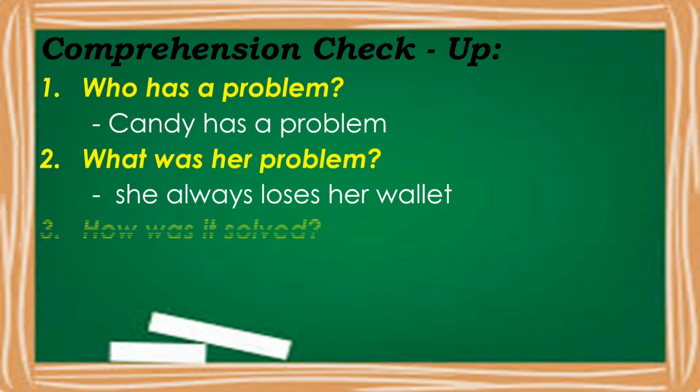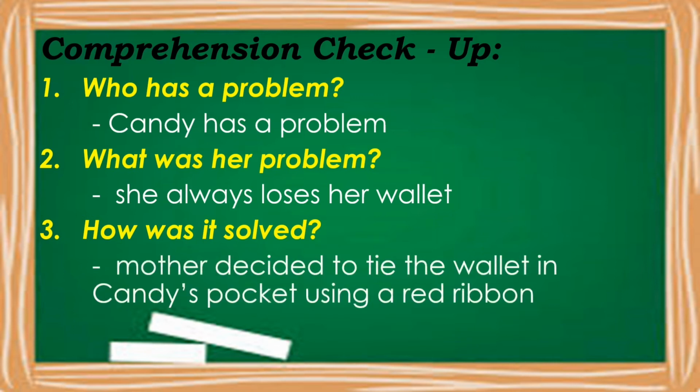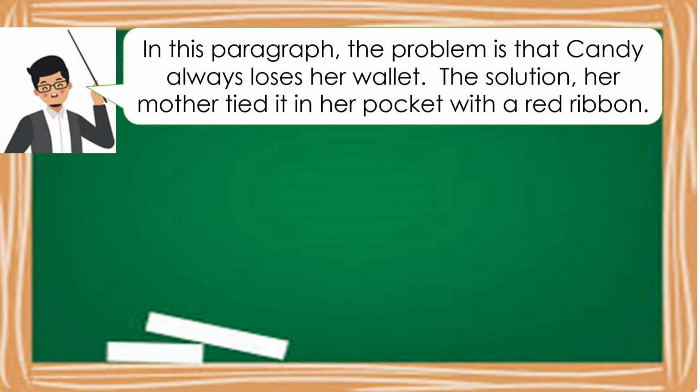Number 3. How was it solved? Mother decided to tie the wallet in Candy's pocket using a red ribbon. Very good. In this paragraph, the problem is that Candy always loses her wallet. The solution? Her mother tied it in her pocket with a red ribbon.